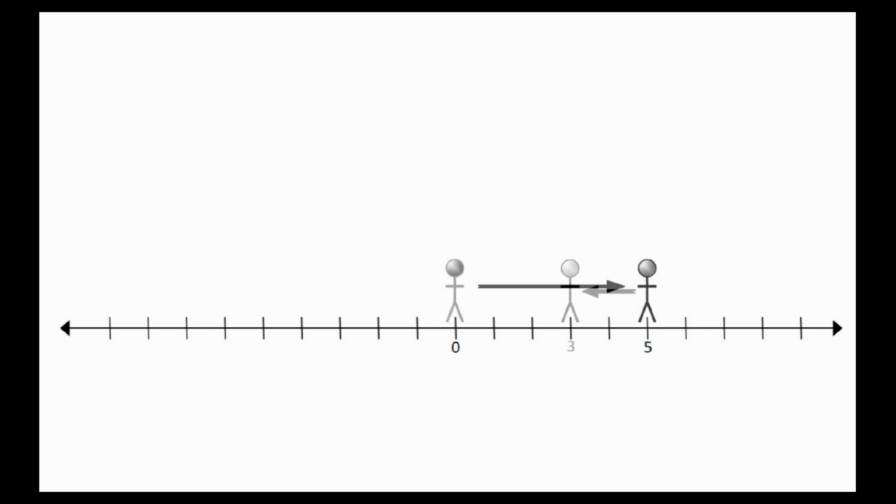Now, if you walk 2 meters to the left, your position will then be located at the 3 meter mark. The total distance traveled on this trip is 7 meters, 5 plus 2. Your displacement relative to where you started is 3 meters to the right of the origin.